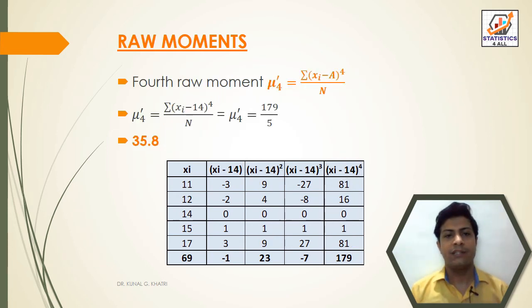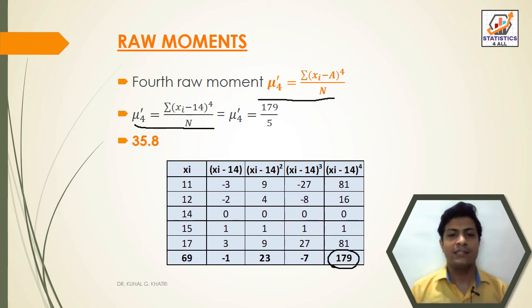Now after finding this value, we'll put it in the formula of the fourth raw moment, that is mu 4 dash is equal to sigma (xi minus a) raised to power 4 divided by n. Therefore mu 4 dash is equal to sigma (xi minus 14) raised to power 4 divided by n. Here sigma (xi minus 14) raised to power 4 is equal to 179. So mu 4 dash is equal to 179 divided by 5. We get value 35.8.